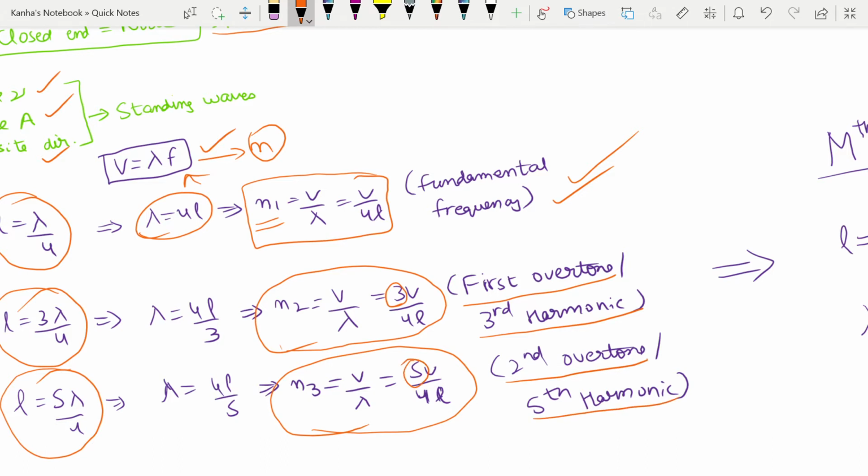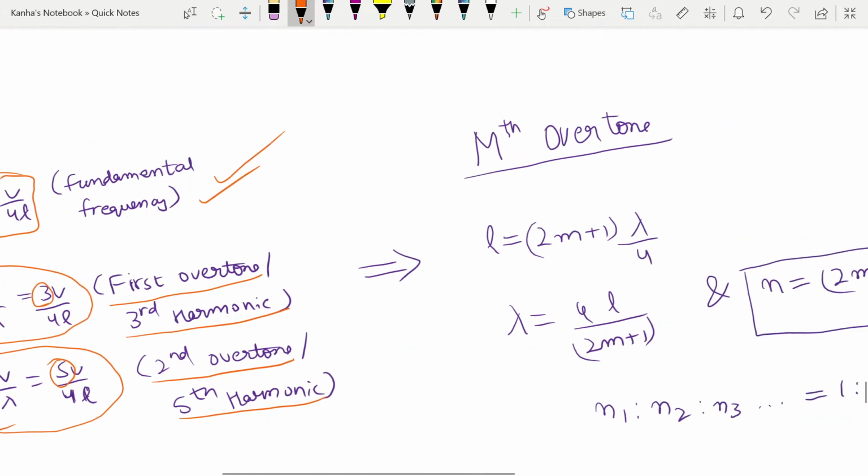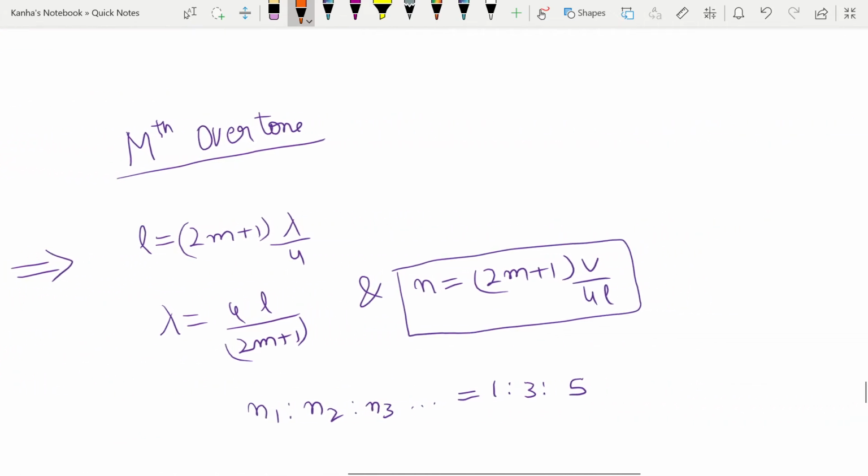Note that whenever the term overtone comes, the second overtone will have two nodes. So make your diagram appropriately. The first overtone will have one node, and the fundamental will have no nodes in the center. Okay. So for this case, you can write that for the mth overtone, your length is equal to (2m plus 1) lambda by 4. Using this, you can easily find your frequency. So frequency is (2m plus 1) v by 4L.